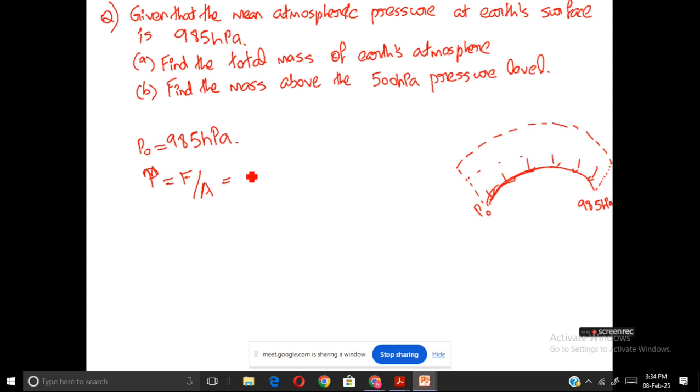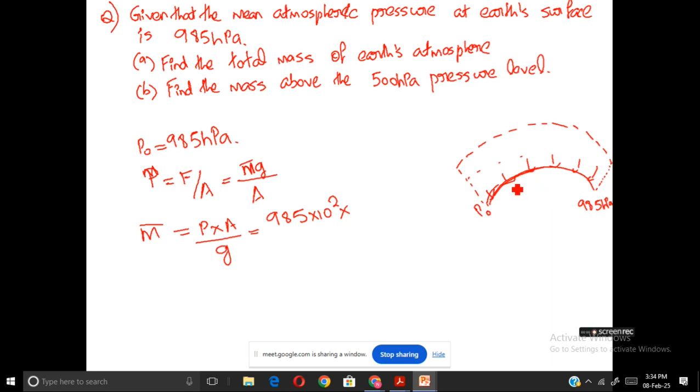So it can be written as mg by A. Now we want to find m, right? M is the weight of the whole atmosphere that is exerting a force F on the surface. So we have to solve for m, or m bar, we will just put m bar is equal to pressure into area by G. Pressure is given as 985 hectopascal, so it will be 985 into 10 raised to 2.